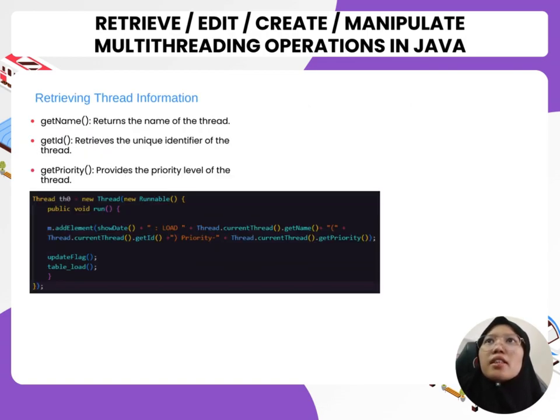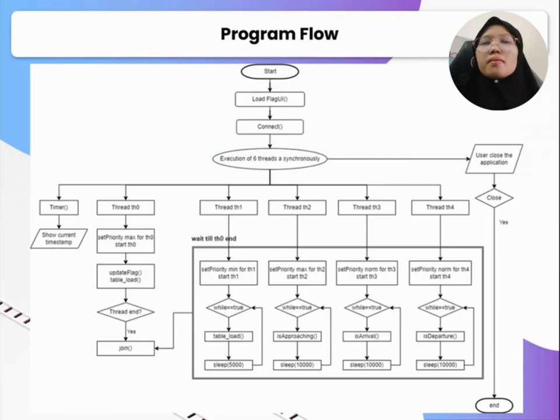Next, retrieving thread information. getName returns the name of the thread. getId retrieves the unique identifier of the thread. getPriority provides the priority level of the thread. So this is the code. We can see here Thread.currentThread().getName, Thread.currentThread().getId, Thread.currentThread().getPriority.